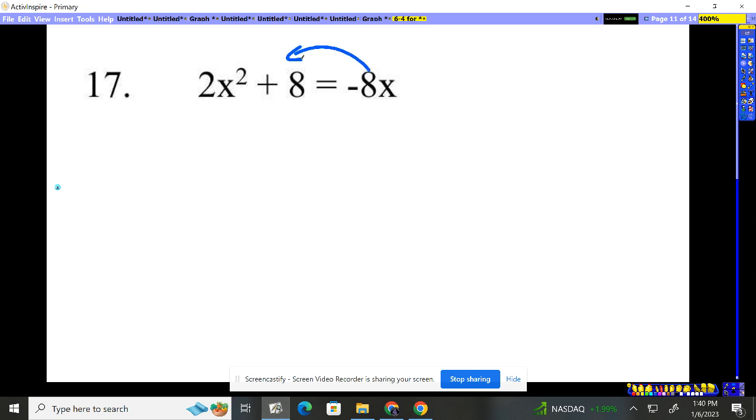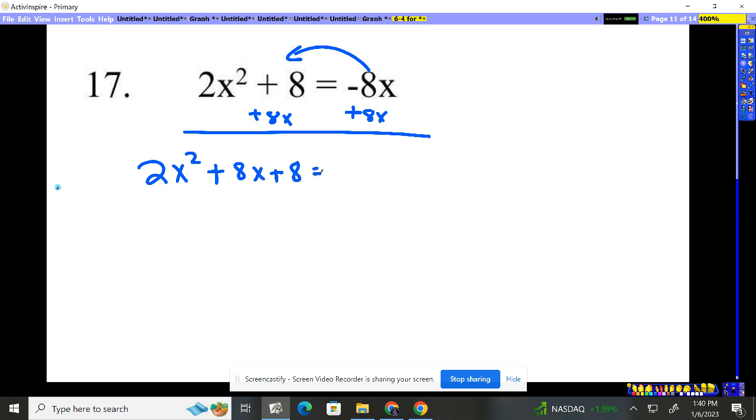So how do I move a negative 8x over? I simply add 8x to this side, and then we can put our equation in the form we need. 2x squared plus 8x plus the number 8 equals the 0 we want.